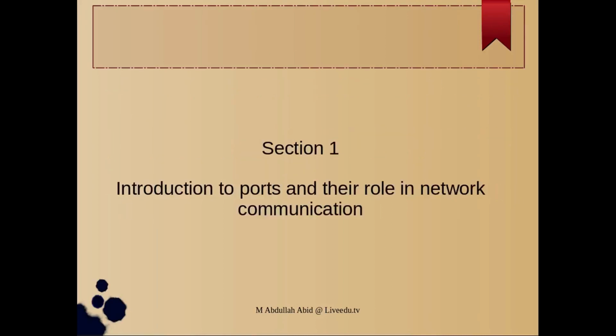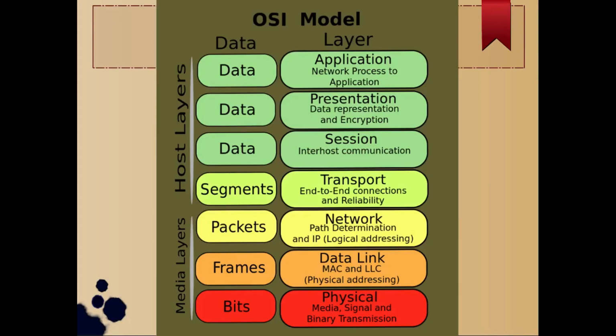Okay, this video is about section 1, the introduction of ports and their role in network communication. This is a very familiar diagram related to networks: network communication uses 7 different layers of OSI, which include the physical layer, data link layer, network, transport, session, presentation, and application layer. Each layer has its own responsibility.